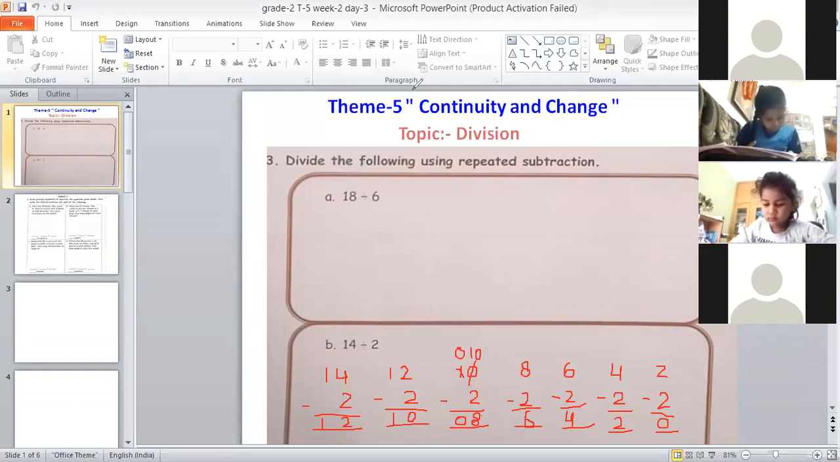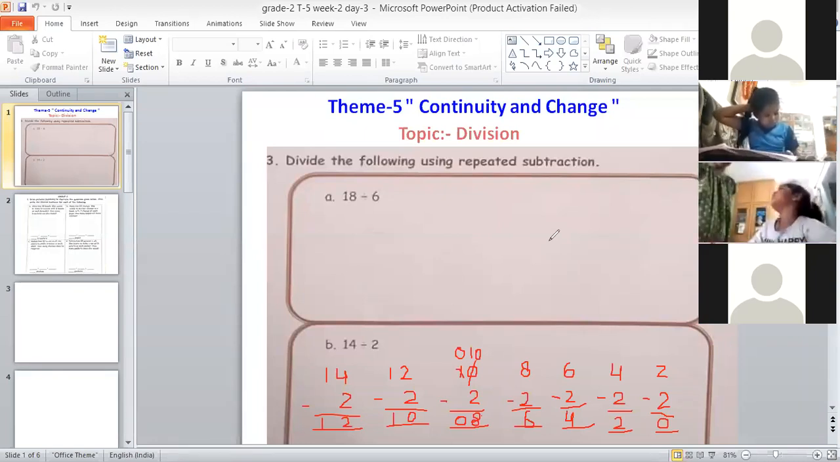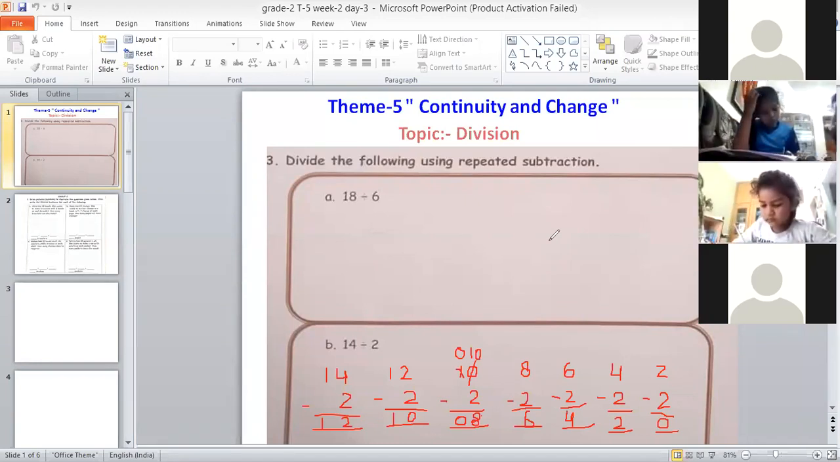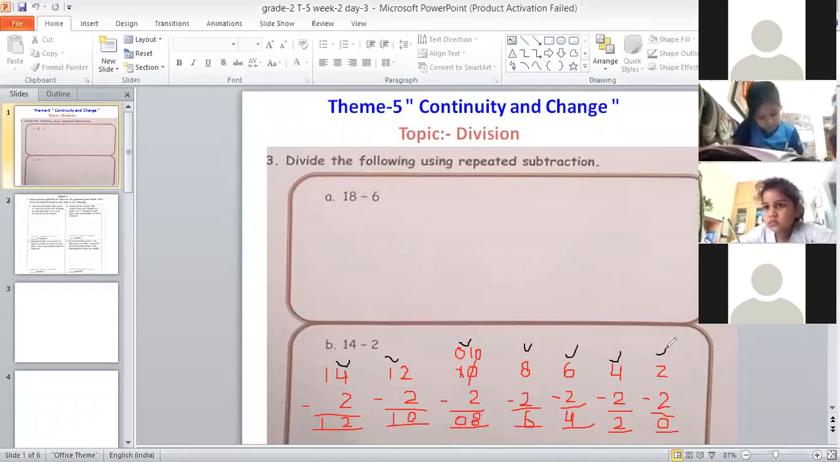Now we have to count the number of times we did subtraction. Right? Okay, Riyansika, can you count and tell me how many times we did subtraction? 7. Very good. That's the correct answer, Riyansika. Let us count: 1, 2, 3, 4, 5, 6, and 7. We did subtraction 7 times. So the answer is 7.